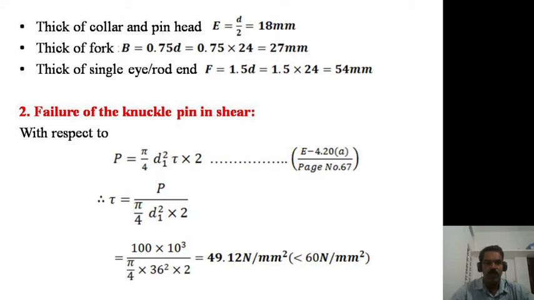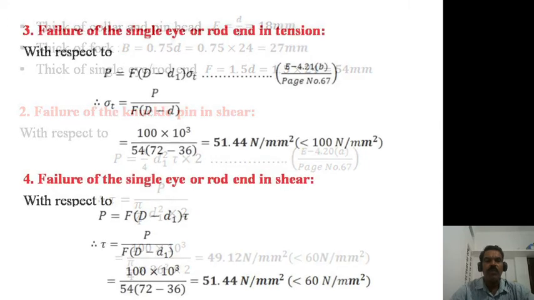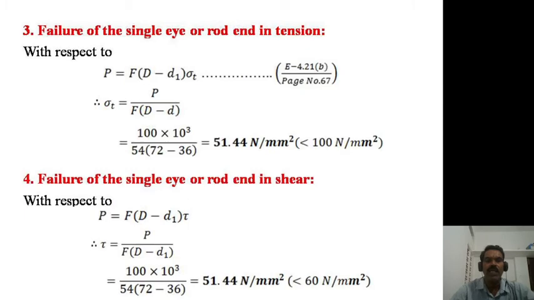Okay, so now let us check the failure of the single eye or rod end in tension. This is the third step. This equation is also given in the DDHP, page number 67, equation number 4.21b. So what is the equation here?